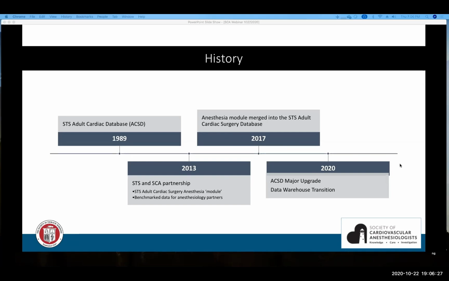And we are really fortunate and glad to have Carol on the webinar and give us a quick tour of the adult cardiac surgery database as it pertains to the surgery as well as the anesthesia sections of the database.